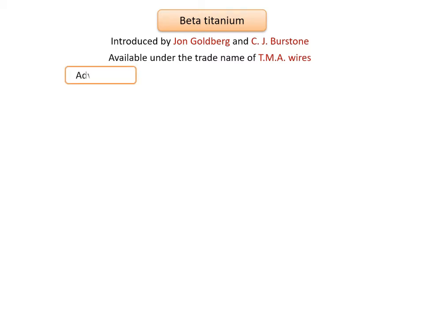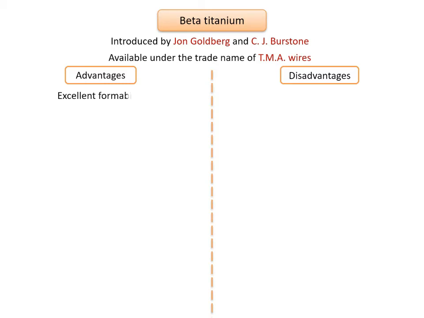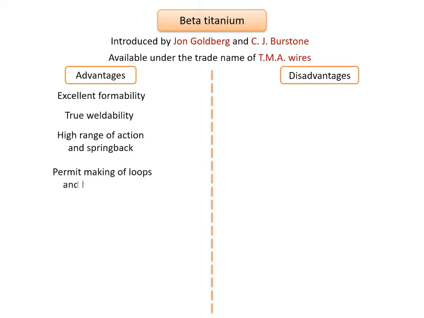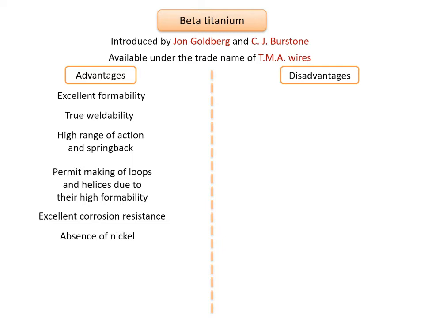Its advantages are: it offers a highly desirable combination of strength, springiness, and formability. Excellent choice for auxiliary springs and for intermediate and finishing arch wires, especially rectangular wires for the late stages of edgewise treatment. Another clinical advantage of the alloy is that it possesses true weldability. It also has excellent corrosion resistance due to the presence of thin adherent passivating surface layer of titanium oxide. And another important benefit of it is the absence of nickel.